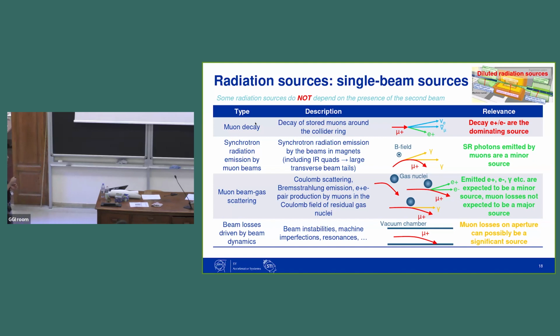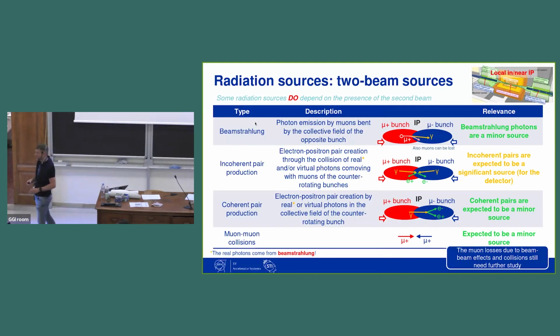Then there can be beam losses driven by beam dynamics, and maybe Elias will talk a bit more about beam dynamics, also collective effects, for example. So here, when I say beam dynamics, this could be many different effects, instabilities, resonances, and so on, what we heard about already yesterday. So we could lose the muon on the aperture, and this can also produce a background. We cannot exclude at this stage that this is a significant background, but we don't have yet quantitative estimates.